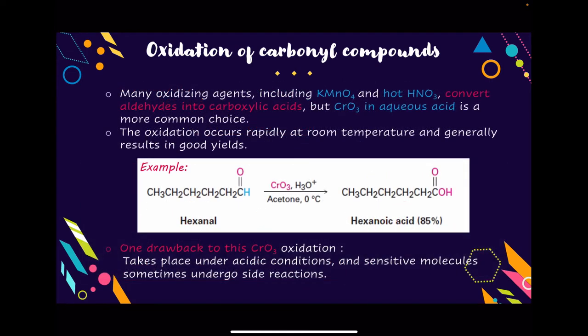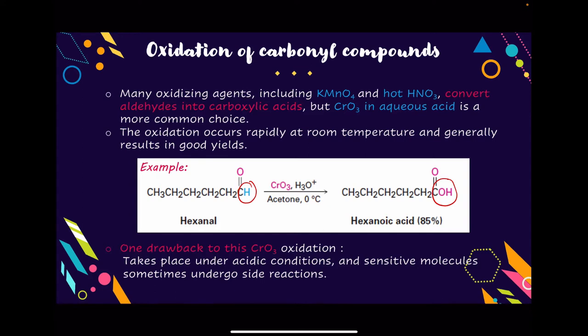For example, when hexanal reacts with chromium oxide in aqueous acid in the acetone medium, it will form the hexanoic acid. Simple, when the hexanal reacts with chromic acid, the H here will convert into the OH. Simple reaction. So it means that the hexanal will convert into the hexanoic acid.